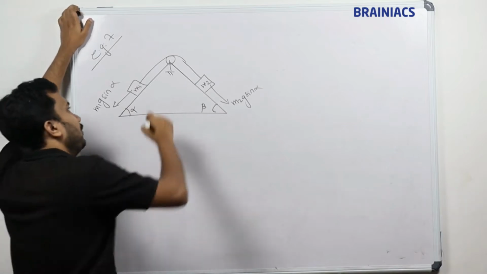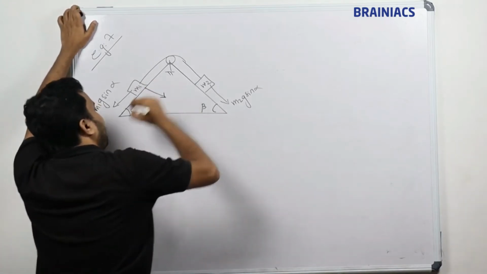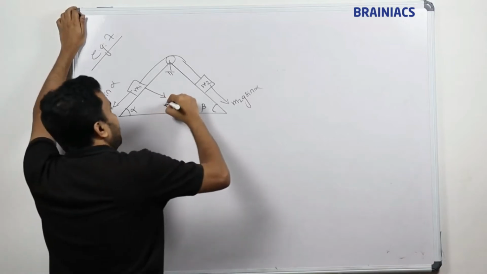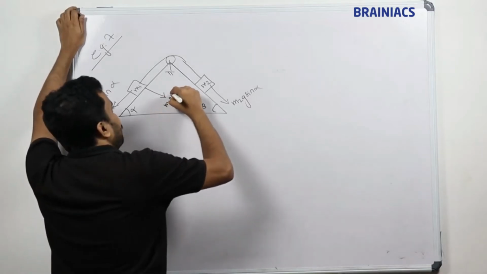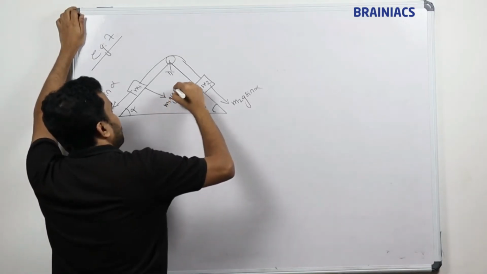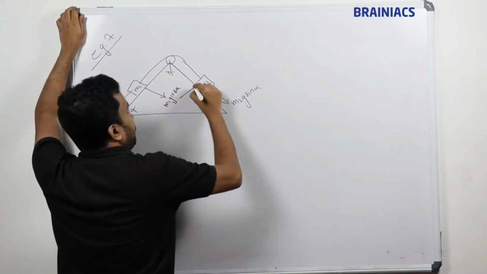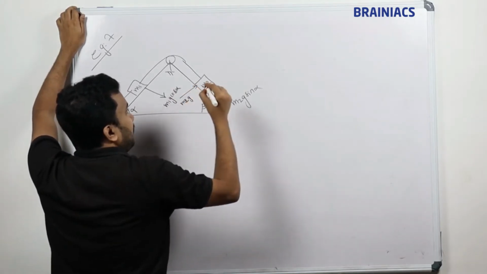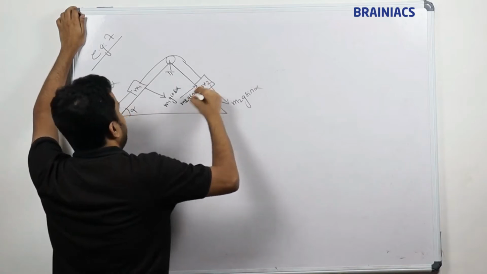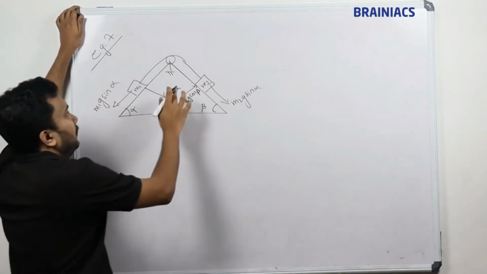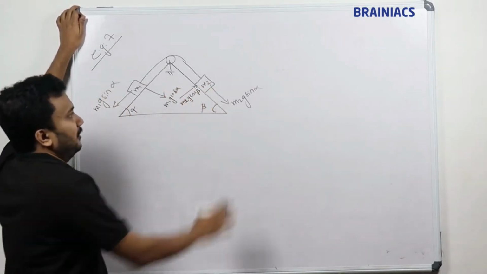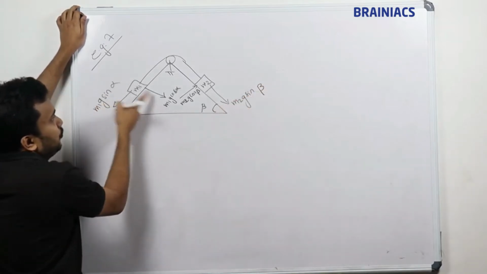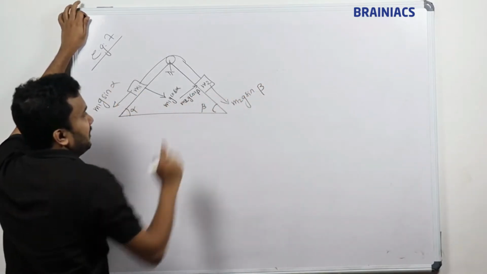Okay, and we know the normal forces will be like this in opposite directions. That is M1g into cos alpha, and here also we have one force, that is M2g into cos beta. Cos beta. Okay, this is not alpha, this is beta, right? This side is beta angle, this side is alpha. So these two are alphas, these two are betas.